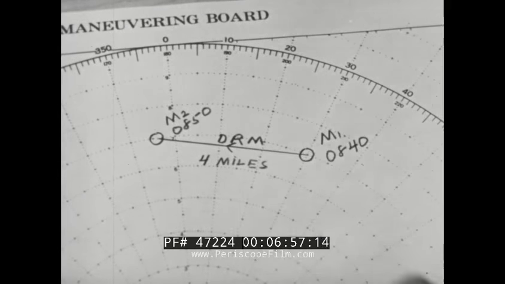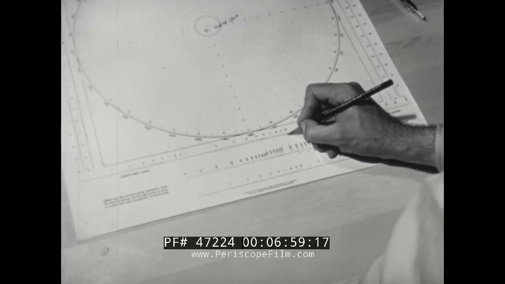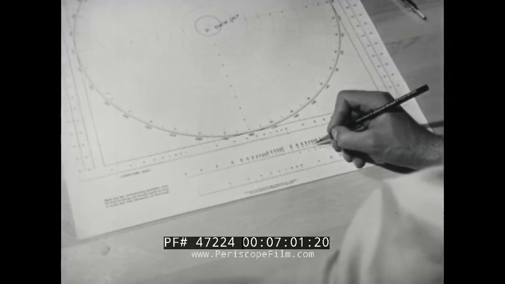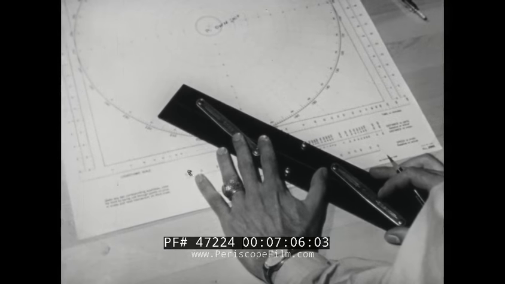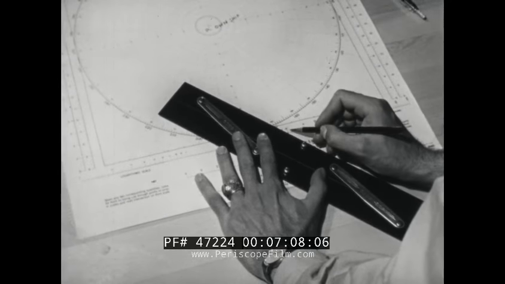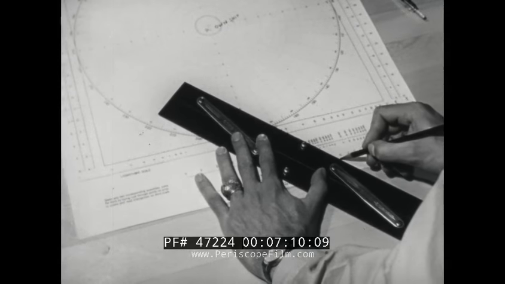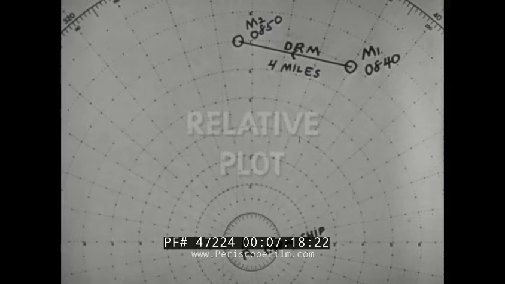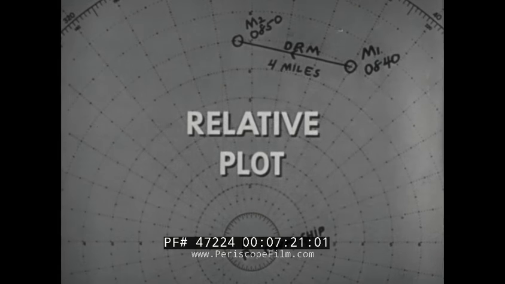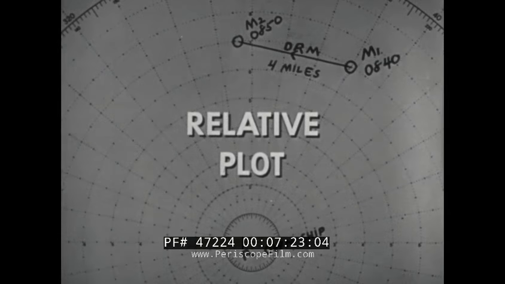Now use the scales at the bottom of the maneuvering board to find relative speed. Draw a straight line between the distance, 4 miles, and the time interval of the two bearings, 10 minutes. The extended line will cross the lower scale at a point that indicates the speed, in this case, 24 knots. You have completed a relative plot. This supplies direction of relative motion and relative speed for use in the vector triangle.